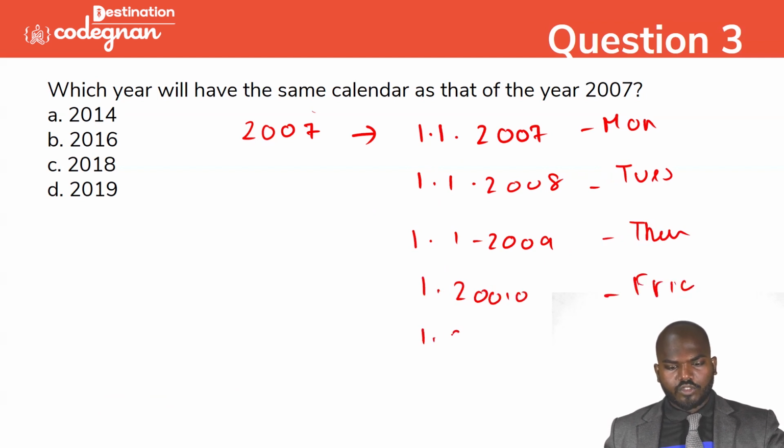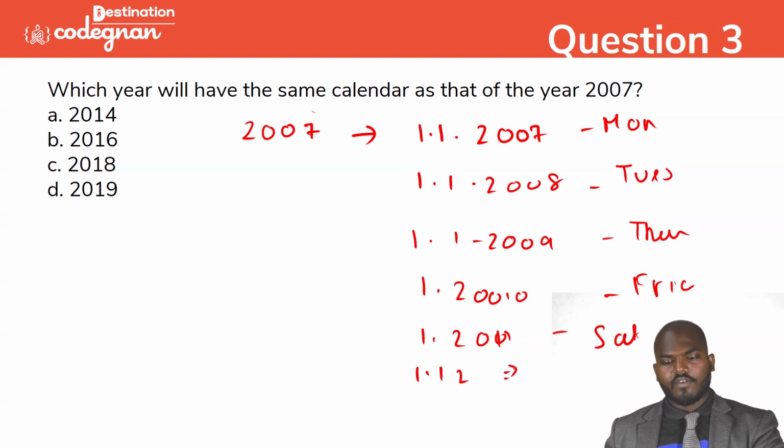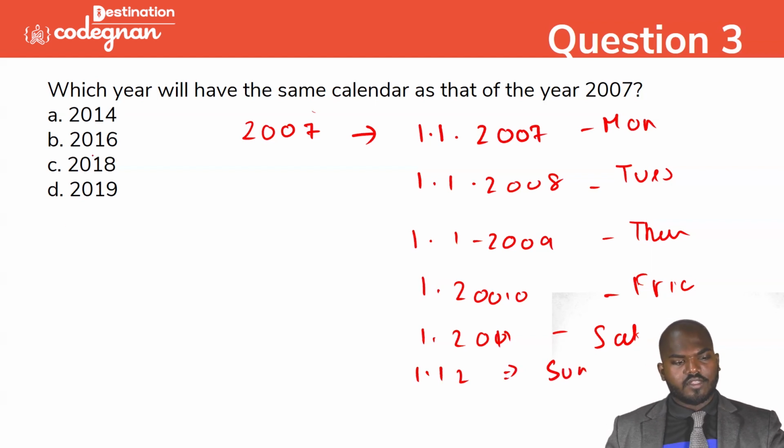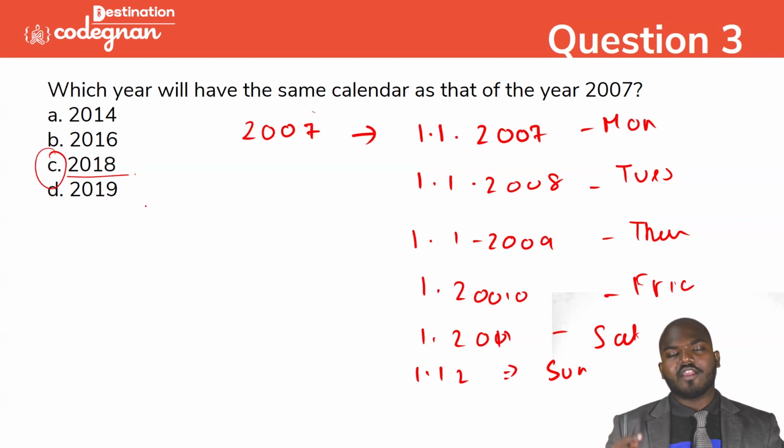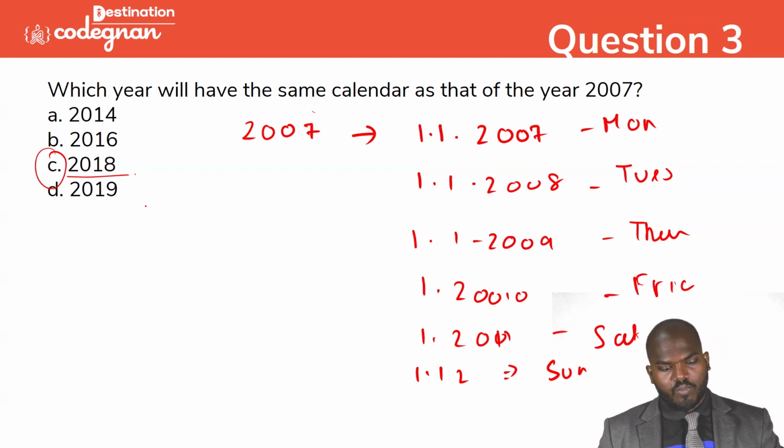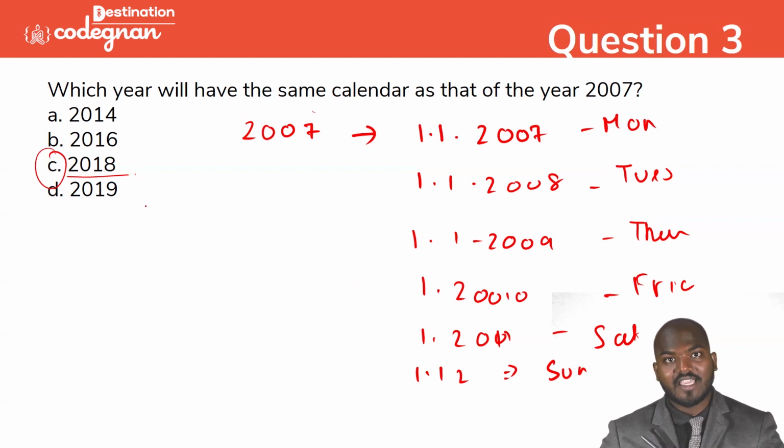And 1/1/2011 will give you Saturday, and 1/1/2012 will give you Sunday. If you keep going, guys, it will give you the answer. So Monday is exactly option C, that is 2008, because after 2007, 2008 is the only year that is going to start on Monday, since both of them are normal years.